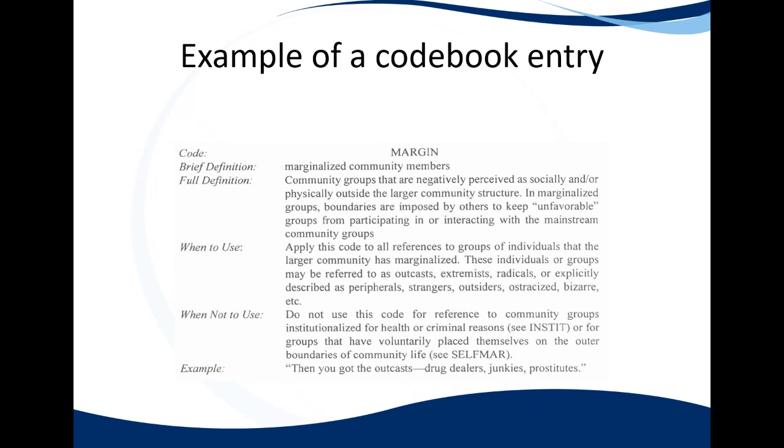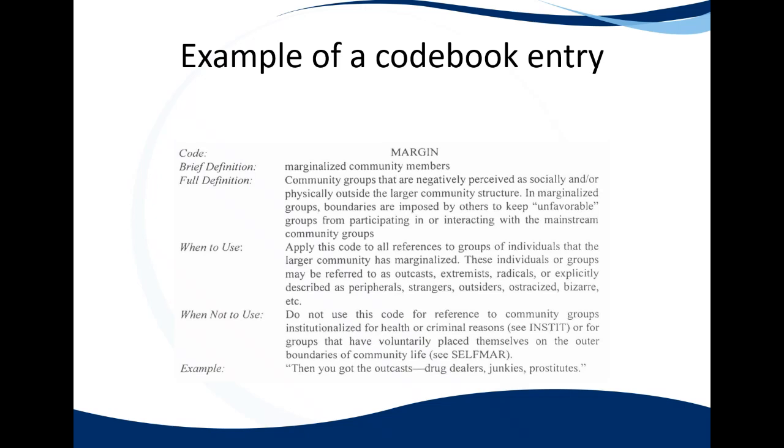And this is where a full definition that you provide for yourself, so that if I ask, you can be able to say, this qualifies as a marginalized community member. It includes this, it excludes that, right? And because it's related to my topic, my research question, because I'm interested in those communities in the margins. I'm interested maybe in immigration or migrant communities. So community groups that are negatively perceived as socially or physically outside the larger community structure. So all those who might fall in this category would then be perceived as marginalized community members, and therefore would be perceived as those who are in the margins.